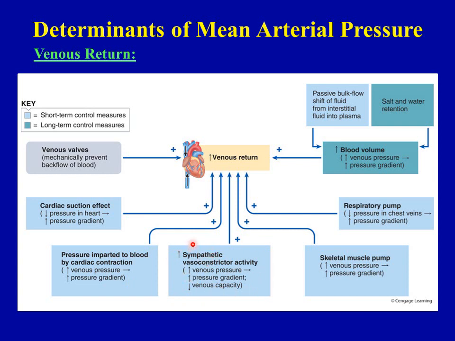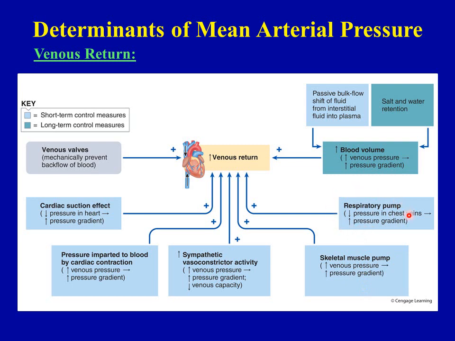An increase in the sympathetic vasoconstrictor activity will cause venoconstriction. The venoconstriction will increase the pressure in the veins, and this will increase the gradient between the vein and the right atrium, and at the same time will decrease the venous capacity, because we know the veins are the blood volume reservoir. Another also important factor is the skeletal muscle pump, because as the skeletal muscles, especially in the lower limb, contract with intact valves in the veins, they will help in the propulsion of blood back to the heart.